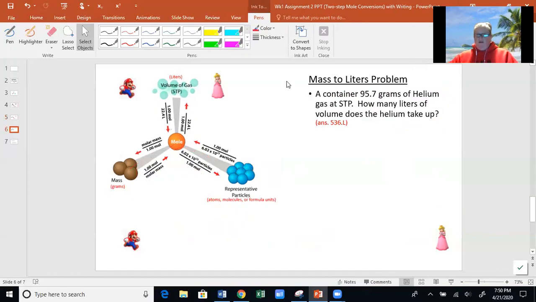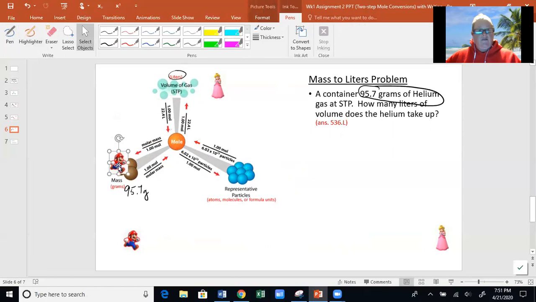In this one, we have a container that has 95.7 grams of helium. All right, so we are starting in the mass parking lot, 95.7 grams. How many liters? So we are ending up here in liters. So Mario is starting in the mass parking lot. He's going to have to go to the mole parking lot, and then he's going to have to go up to the liters parking lot to get to the princess who is there.